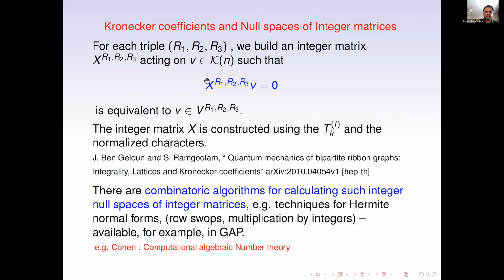This is of size order n factorial. But nevertheless, it's a constructive thing because there are known combinatoric algorithms for calculating null vectors of integer matrices and finding a basis for the null space. These are known in computational number theory.